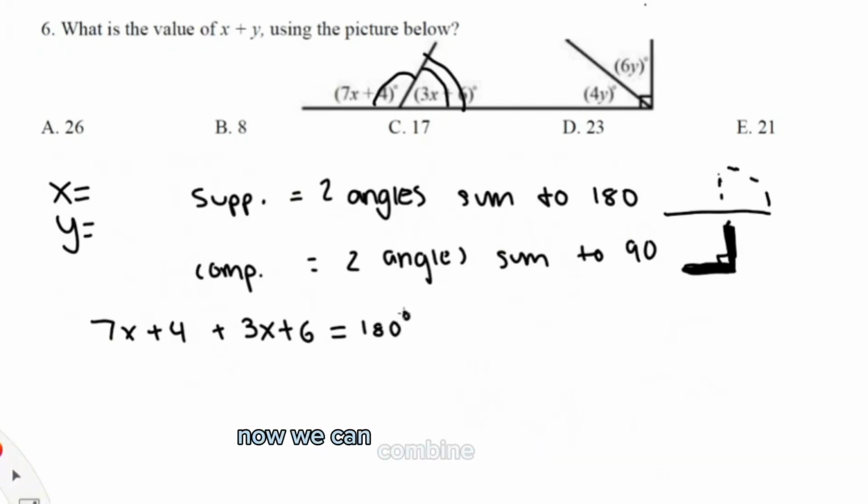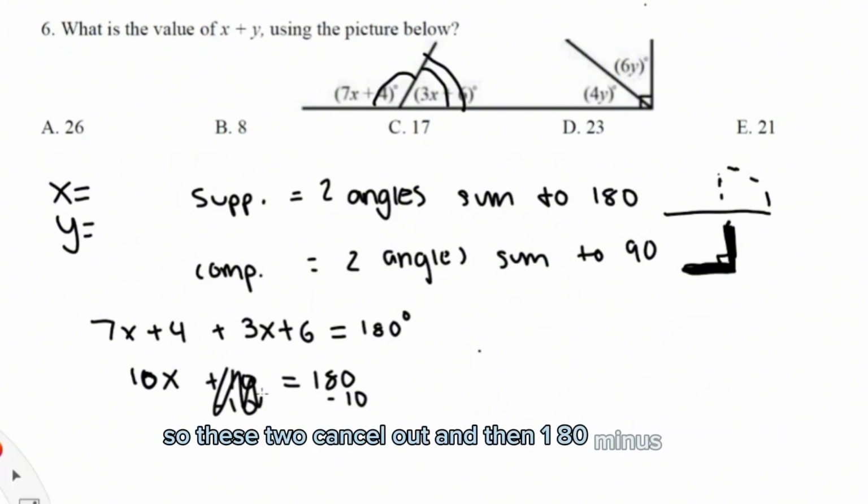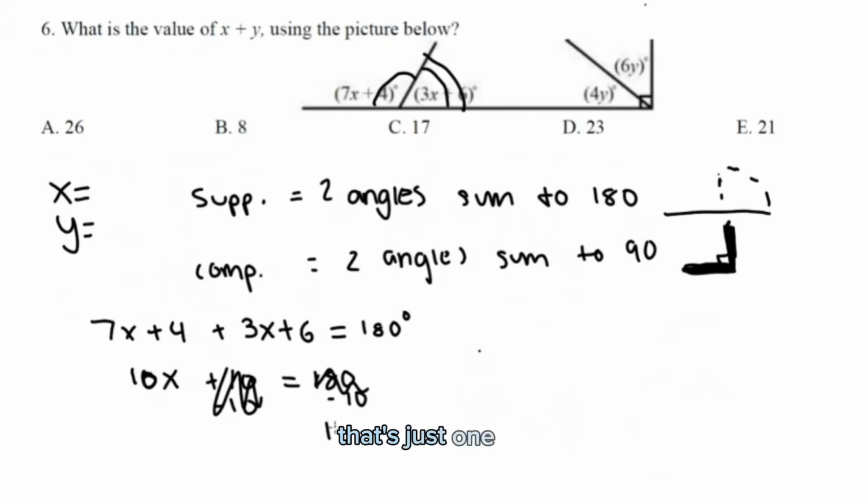Now, we can combine the like terms. 7x plus 3x is 10x, and 4 plus 6 is just 10. So 10x plus 10 is equal to 180. Now, we have to subtract 10 from both sides to cancel it out on this side. So these two cancel out, and 180 minus 10 is just 170. So 10x equals 170. That means x is equal to 170 divided by 10, which is just 17. So we know that x is 17.